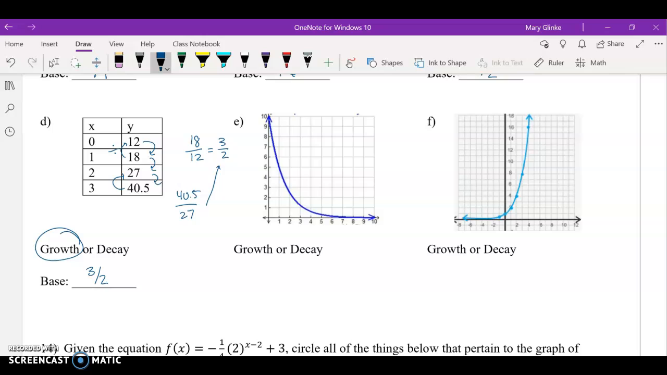Visually speaking, for E and F, from left to right, if it's decreasing over time, it's going down, it's decay. Versus F, from left to right, it's going up over time, that is growth.